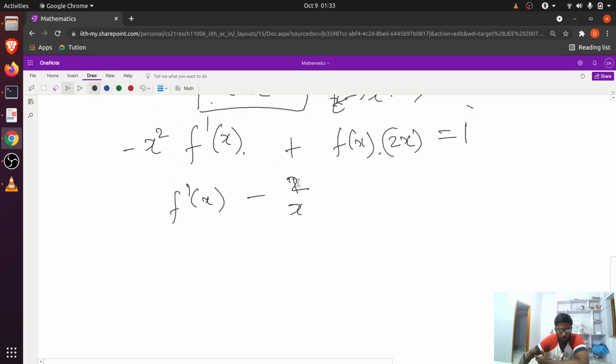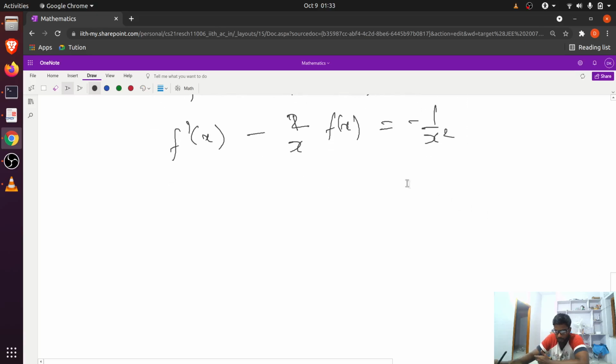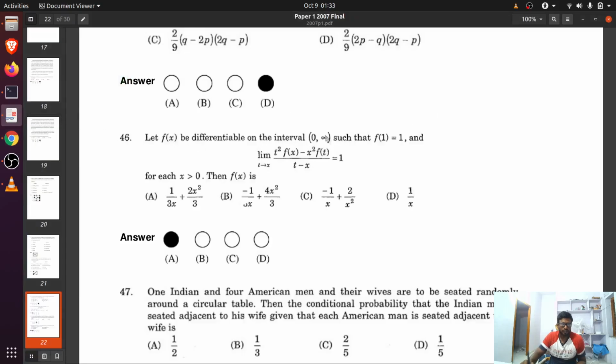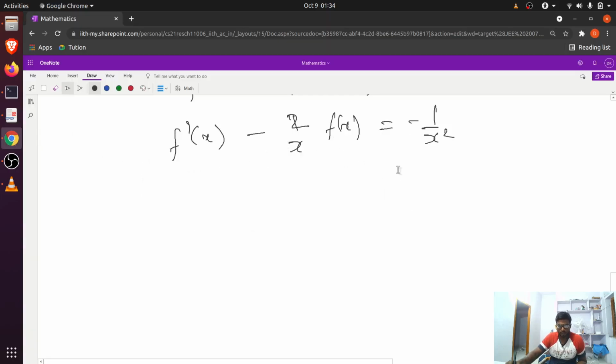Dividing by x square, right? Negative of x square, negative of 2 by x into f of x, and negative of 1 by x square. So I am dividing this equation by a variable x square. Am I allowed to do this? I am allowed to do this because the variable value x is never 0 in the open interval 0, and we are only talking about the function in that interval. So this division is allowed.